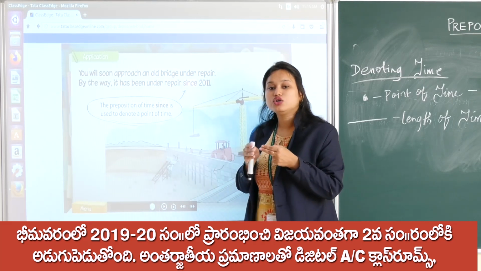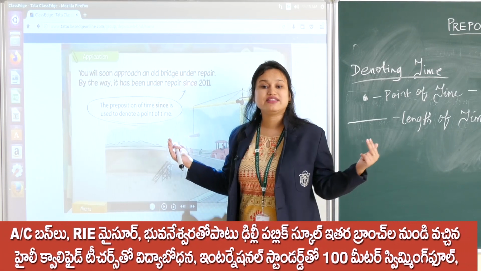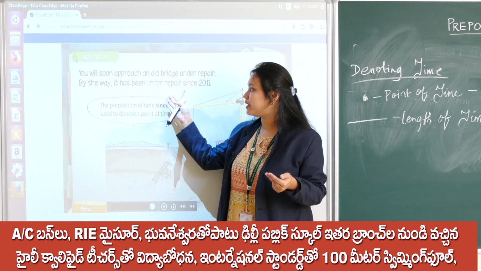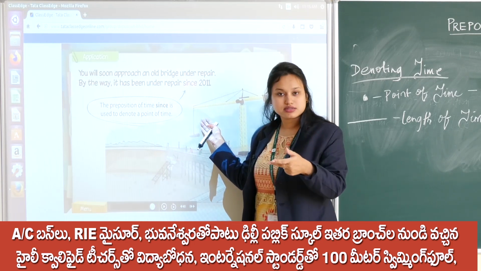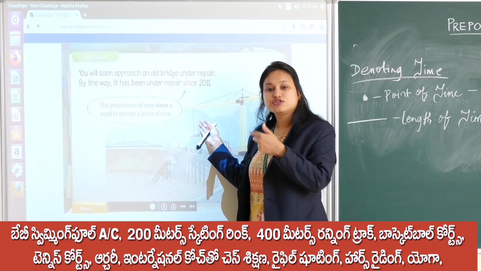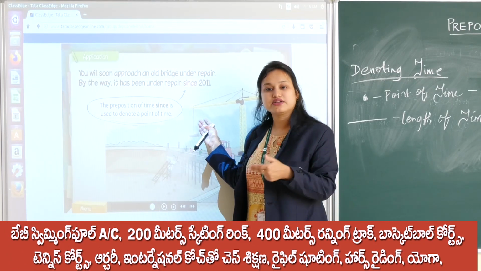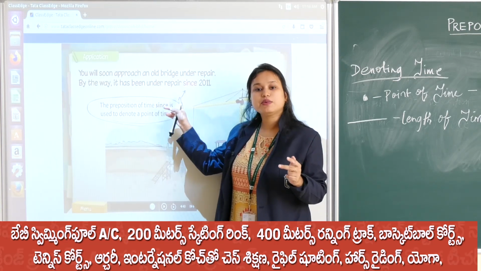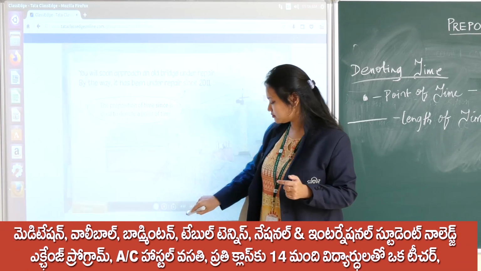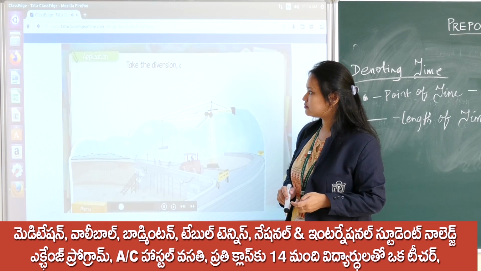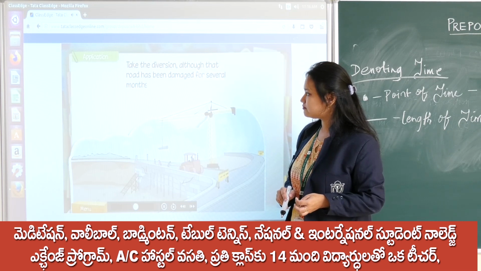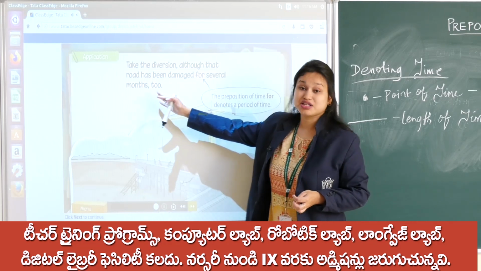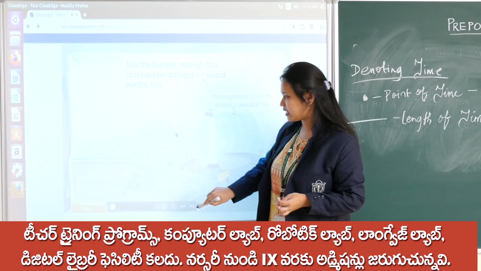That means if I want to say this sentence in terms of length of time, how will I say that? The bridge has been under repair for 9 years. Okay, this is 2020. So for 9 years this bridge has been under repair. Getting how I am using length of time, for, and for point of time I am using since, right? Take the diversion, although that road has been damaged for several months too. So I told for means length. I am using for several months. That means I am using for length of time, period of time.